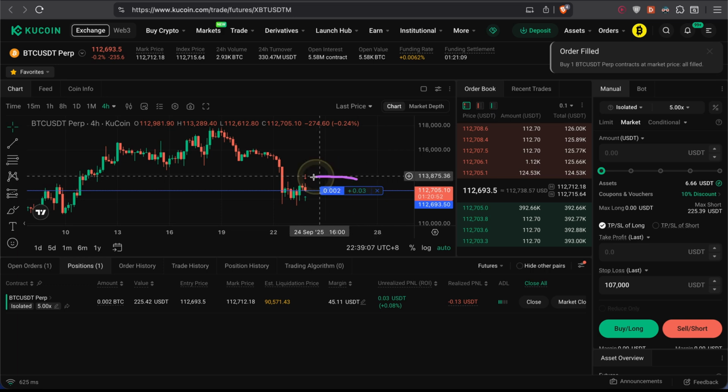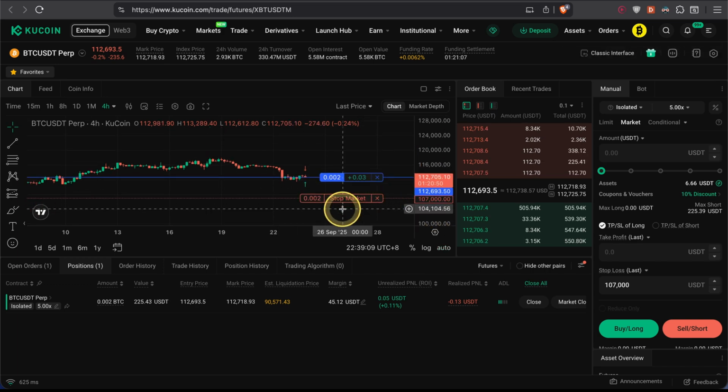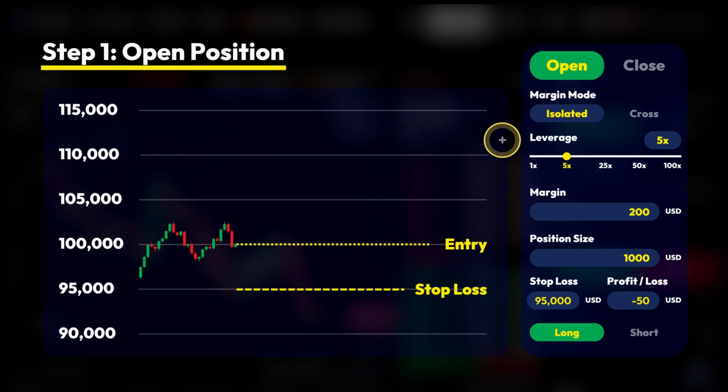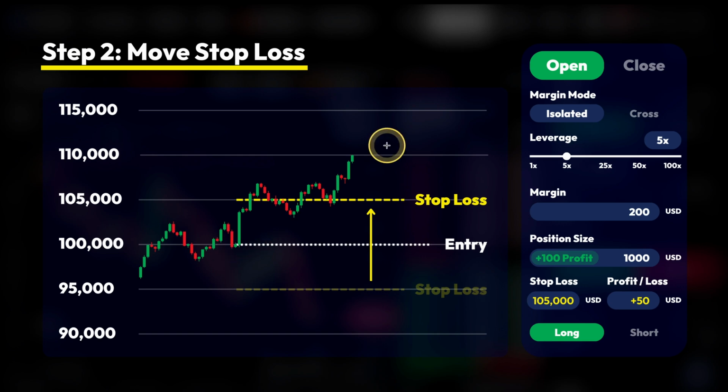I can also see directly here's where I entered the position, and down here is my stop loss. So now we've got this trade opened. If the price doesn't go into our desired direction, we've limited our losses with a maximum 1% loss. However, if the price does move into our desired direction, we can move on to our second step, which is to move our stop loss above our entry.